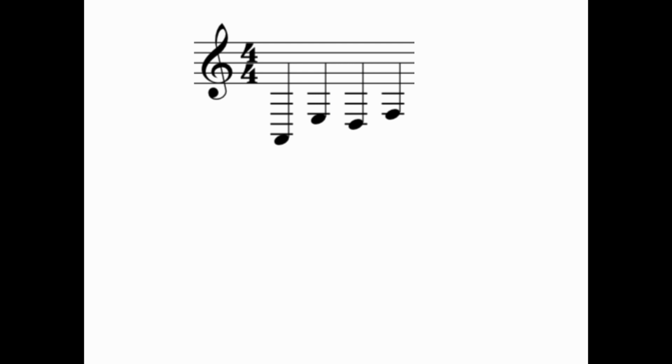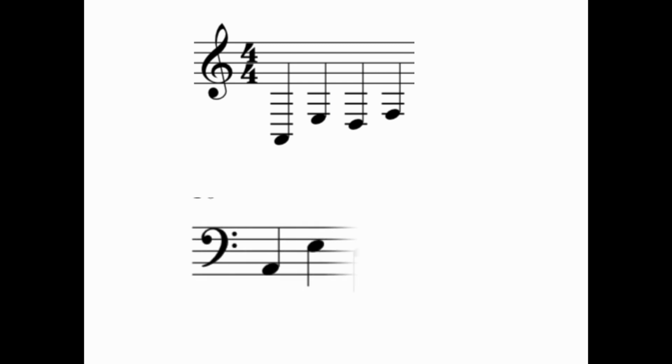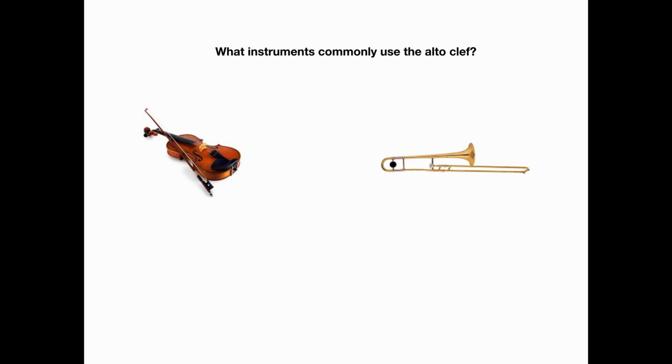However, when the same notes are written on the bass clef, this allows the majority of the notes to be expressed on the 5 lines and thus make it much easier to read the music. What instruments commonly use the alto clef would be instruments such as the viola, and another common one would be the alto trombone.